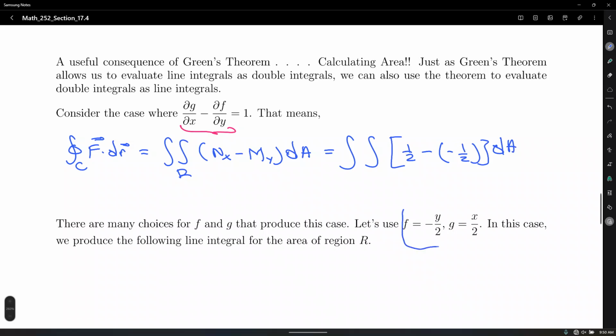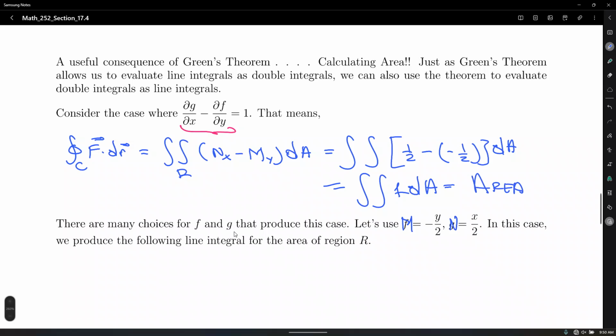Well, actually they're given here, right? Look at those functions. The partial of M, this is supposed to be N, and g is supposed to be N, right? Those are the partial derivatives that give us the 1/2 minus negative 1/2. That equals 1. Double integral of 1 dA equals area. Yeah, that equals the area.